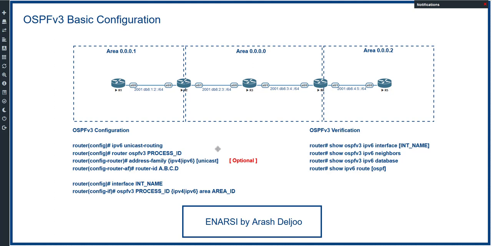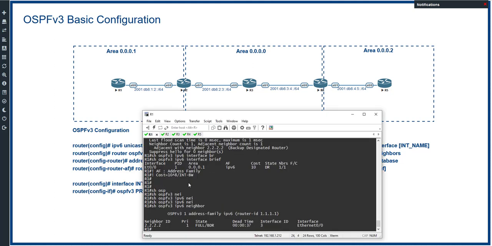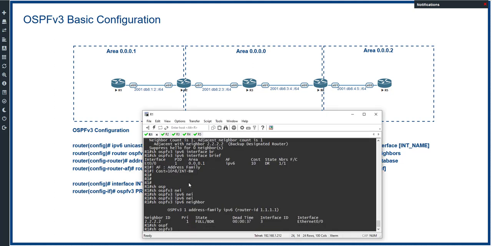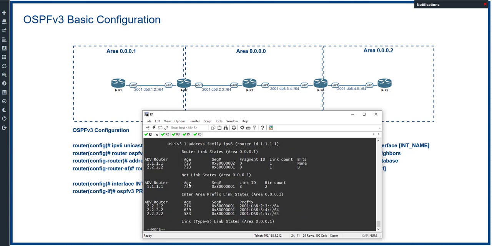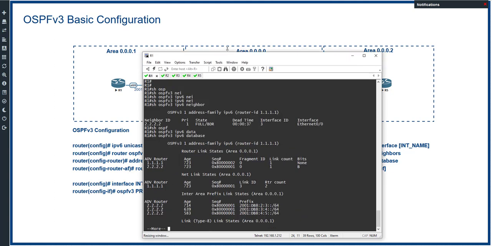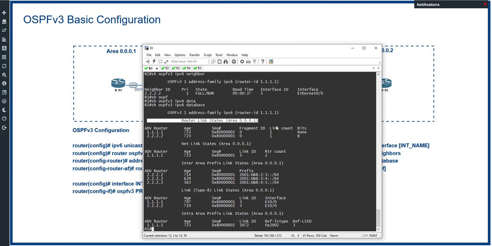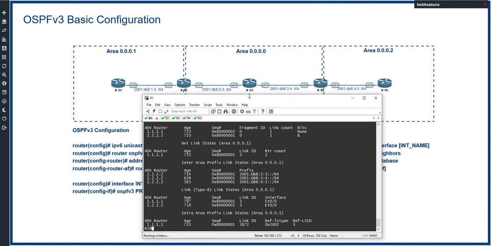Again, about the LSDB, we have some similarities and also some differences. I will talk about them. But now we are only viewing the LSDB of different routers. Starting from router 1, show OSPFv3 IPv6 database shows us this is our LSDB in router 1. Look at here. We have two LSA type 1, router link state. The concept of router link state is available in OSPFv3.